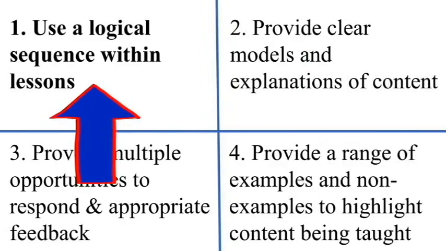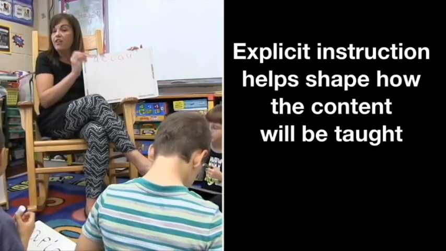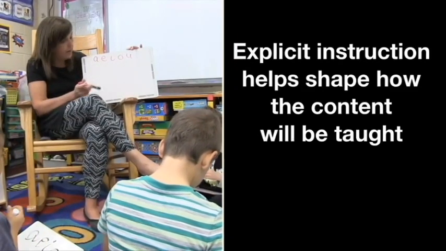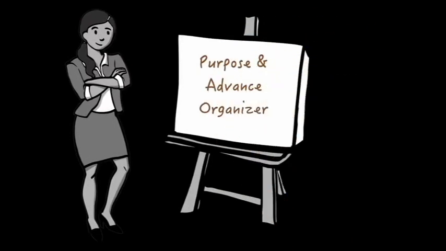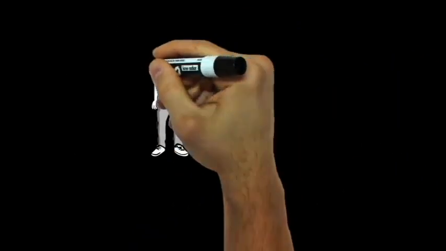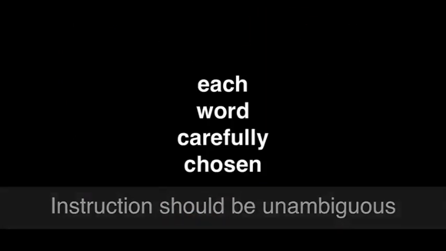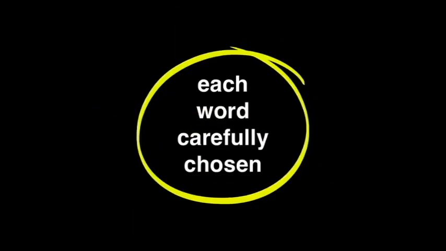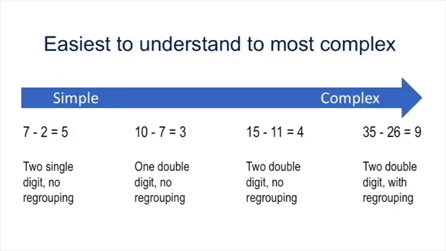Component 1. Use a logical sequence within lessons. After choosing the content or what will be taught, explicit instruction shapes how the content will be taught. Teachers should begin lessons with an explicit statement of purpose and provide an advance organizer for the lesson. It's important that teachers be unambiguous in terms of how information is provided. Each word should be carefully chosen, and content should be sequenced in a logical format to go from easiest to understand to most complex.